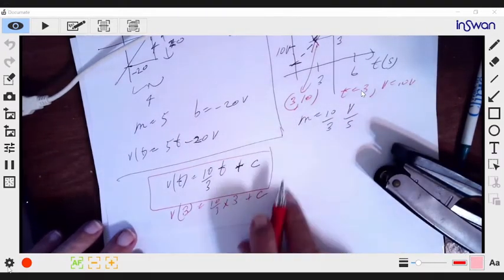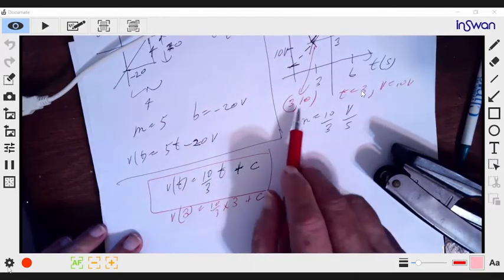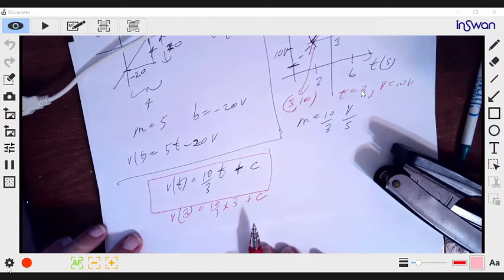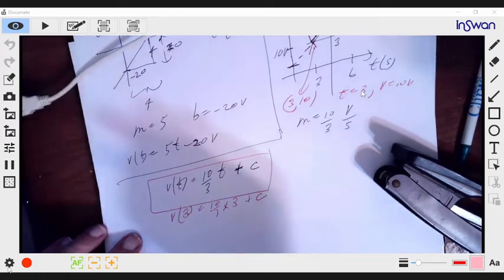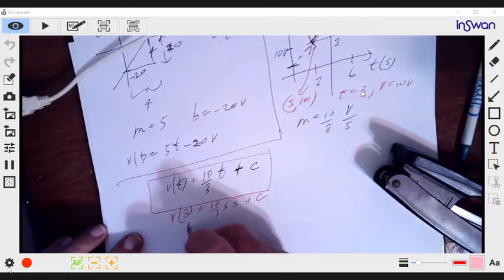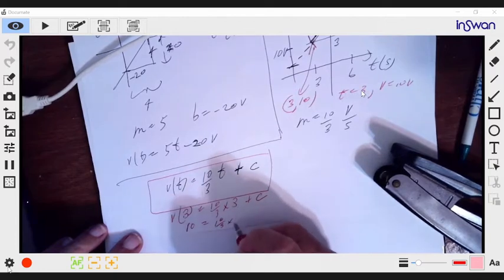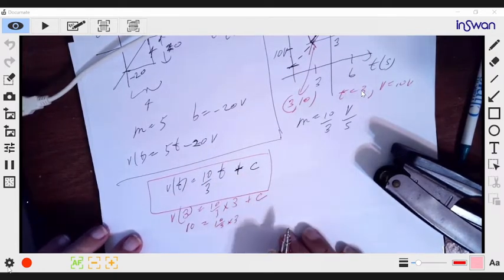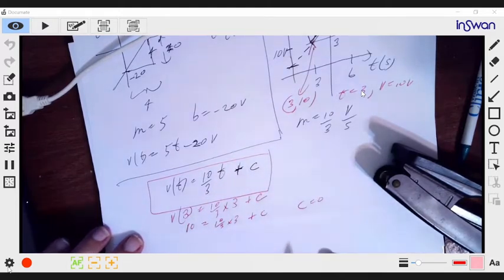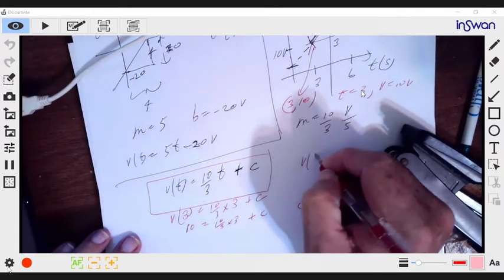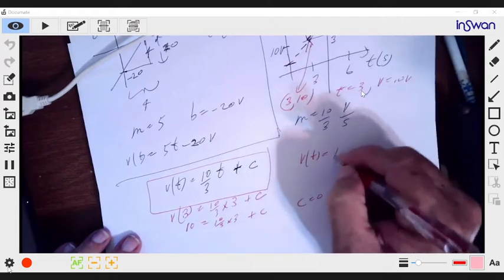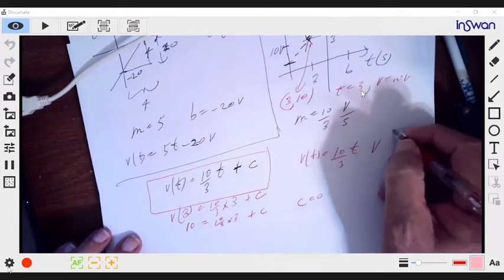That's for this particular point, the point at t equals 3 seconds. Well, we know V of 3. What is V of 3? V of 3 means the voltage at time t equals 3. How much is that? That's 10. So 10 equals 10/3 times 3 plus c. So c is 0. So V of t then equals 10/3 t volts.